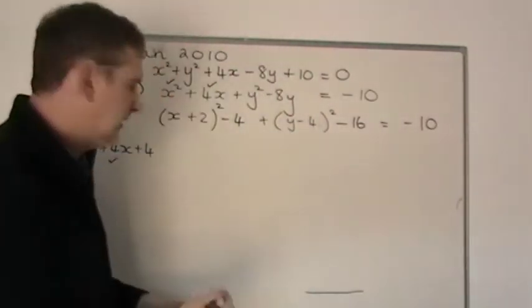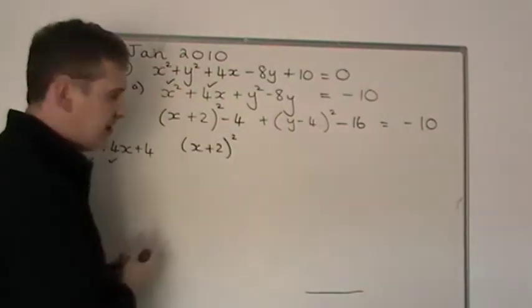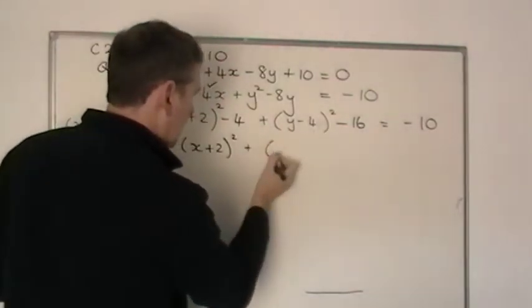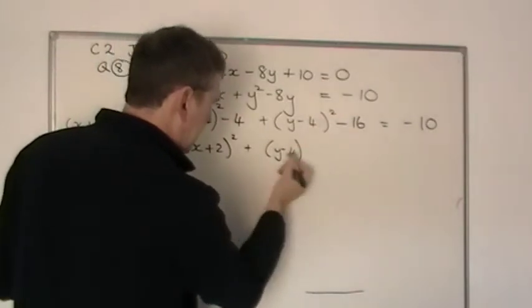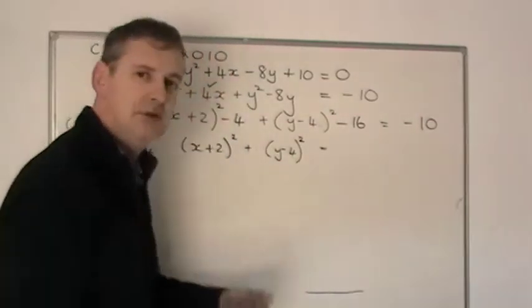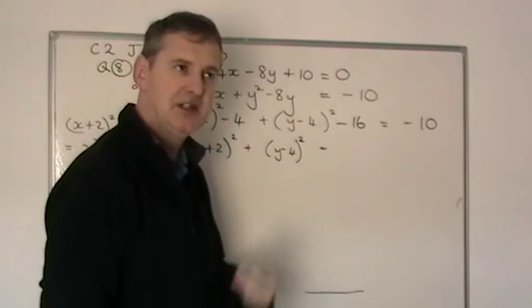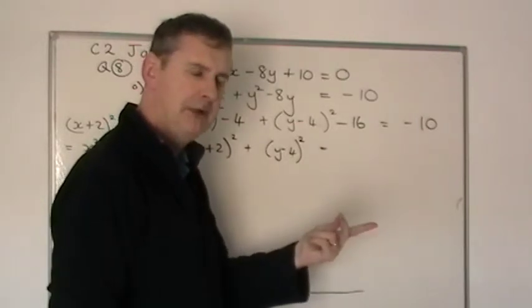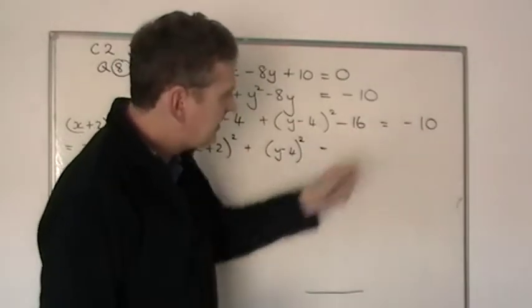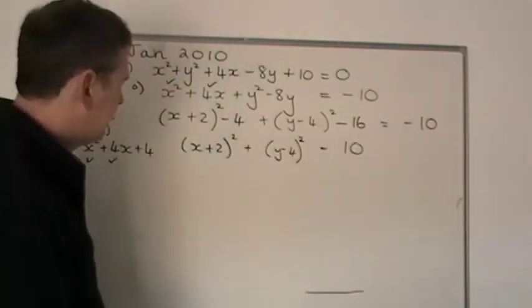We need to tidy up a little bit. We put the bracket with the x squared first, plus we've got the bracket with the y in, so (y minus 4) squared, that comes next. And we'll take all the numbers to the right hand side. Got minus 4, minus 16, that's minus 20. Take it over, becomes a plus 20. Plus 20 with the minus 10, you get an answer of plus 10 on the right hand side.